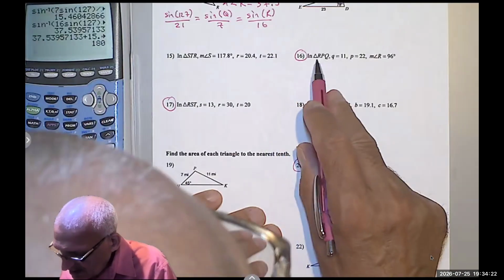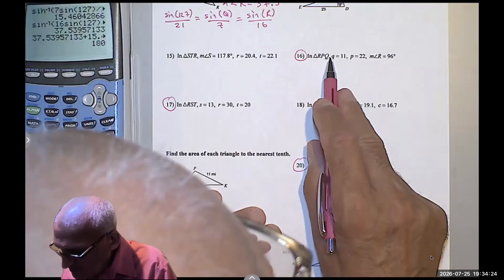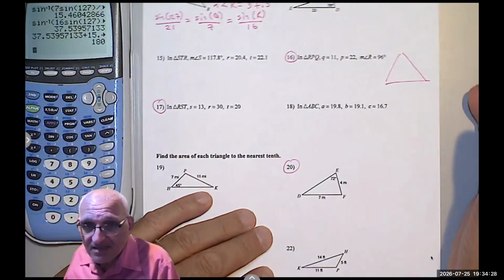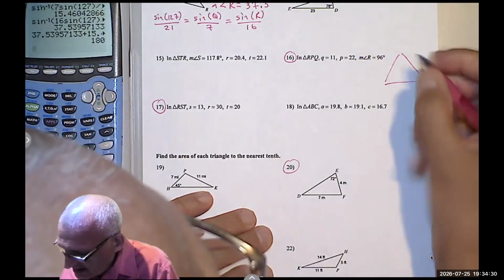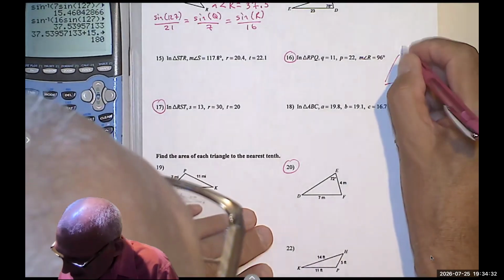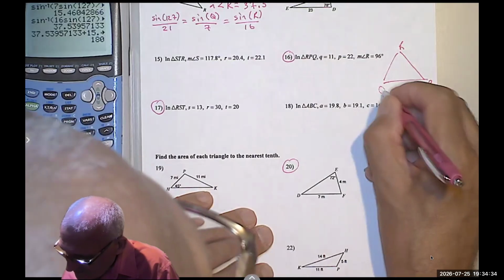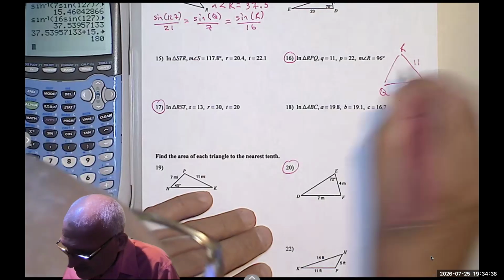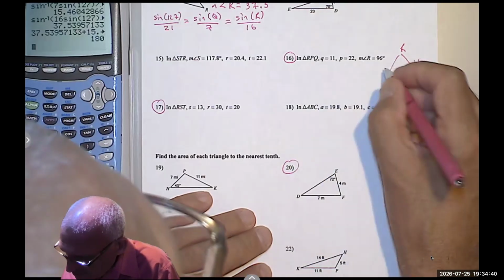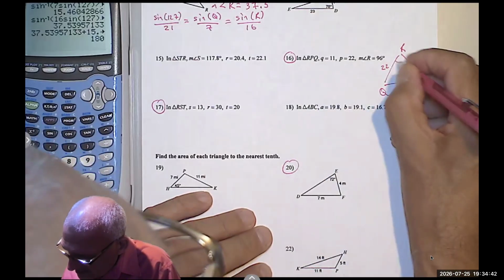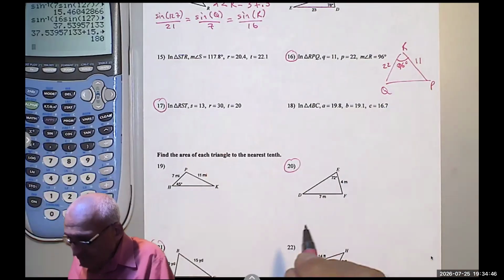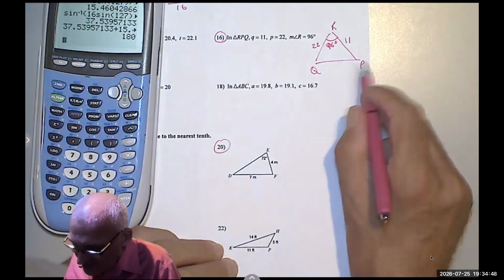Okay, in triangle RPQ, you can draw any triangle. It doesn't matter, even if the angles are not correct. I'm just drawing a scalene triangle, and I say RPQ. Q, which is opposite to the angle, is 11. P, which is opposite to that, is 22. And the angle R is 96 degrees. Okay, so that's easy. I can find PQ.